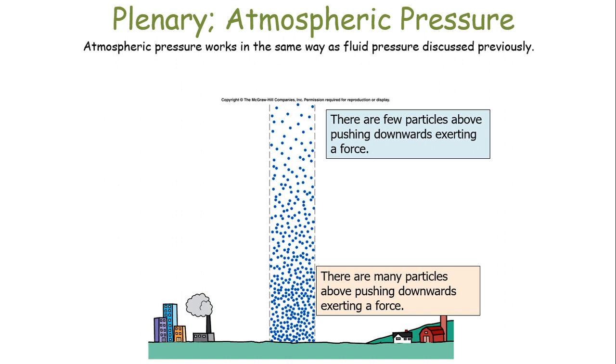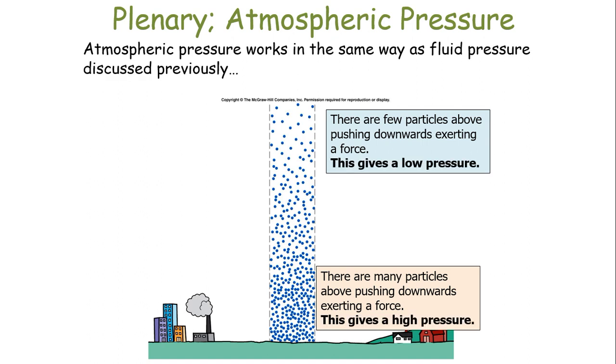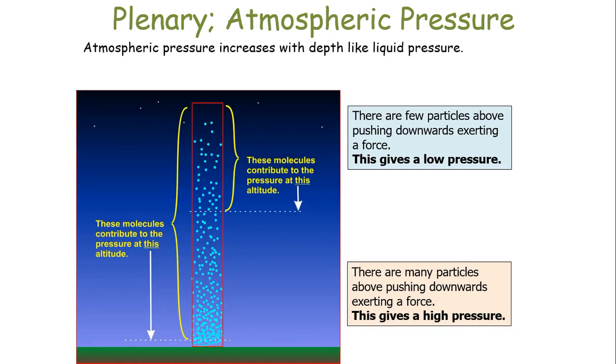Now, the atmospheric pressure works in the same way as fluid pressure discussed previously. The higher up you go, there are fewer particles pushing downwards because there's fewer particles above those points exerting a weight downwards. But at the bottom of the atmosphere, close to the surface of the Earth, there are many particles above those points exerting a force downwards of weight. Okay, so you've got a low pressure at the top of the atmosphere and a high pressure at the bottom of the atmosphere.